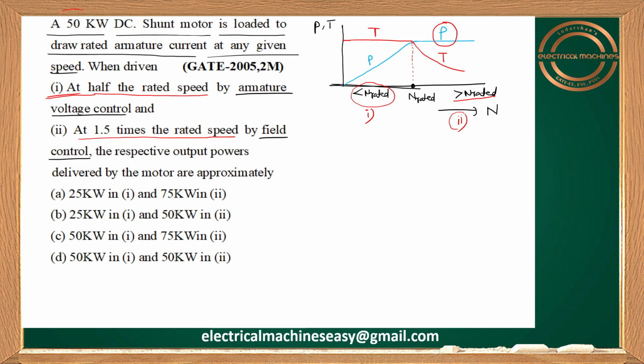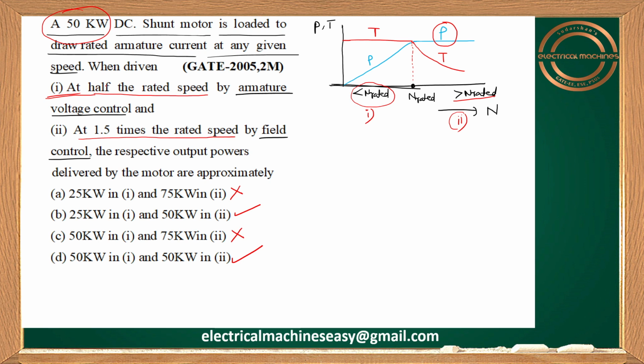Whatever 50 kilowatts is there, the same we will get here. So in the second case, 50 kilowatts. Tell me which options contain 50 kilowatts for the second case. I think option B and option D. So obviously A is wrong and C is also wrong. Let me check among B and D which one is correct.